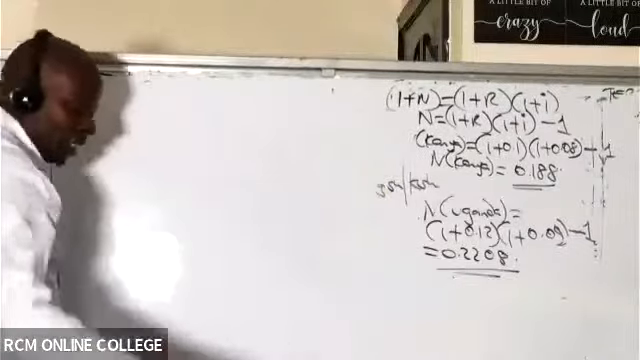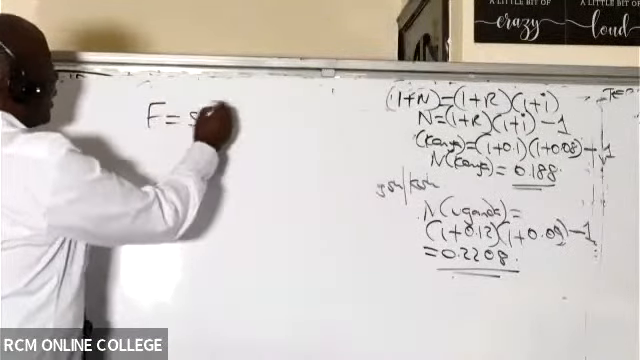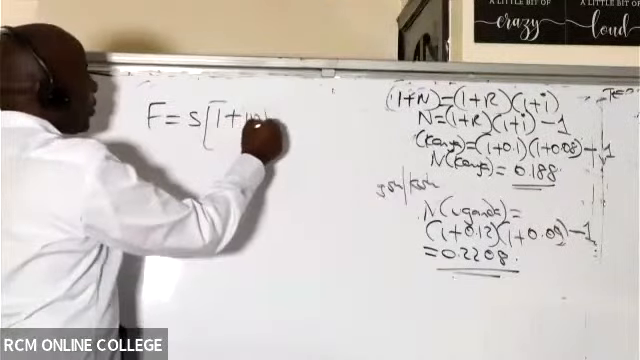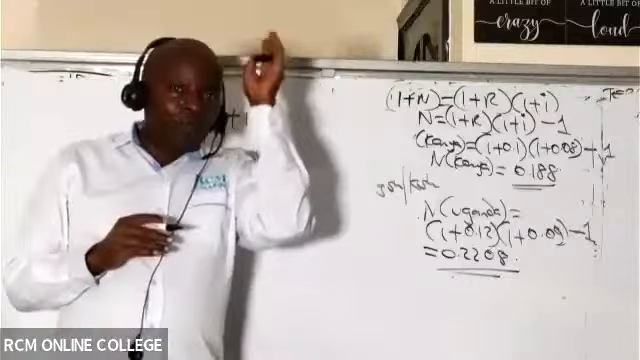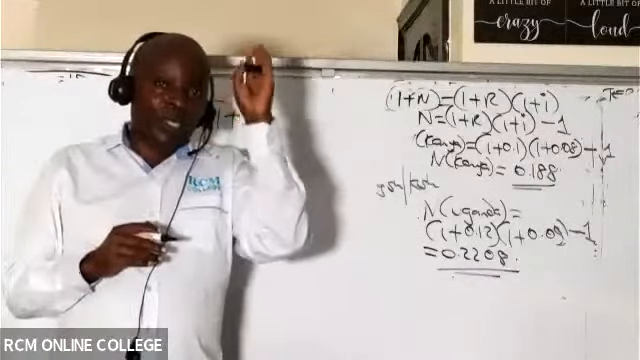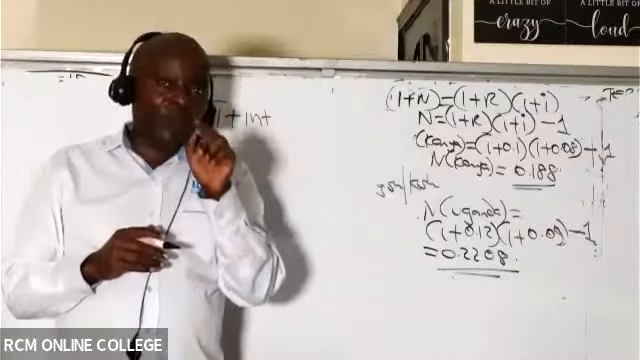So the formula here is F equals S into 1 plus interest. So in this particular case, which country will go top? Which country will go tops? Is it Uganda or Kenya, according to the spot rate expression?